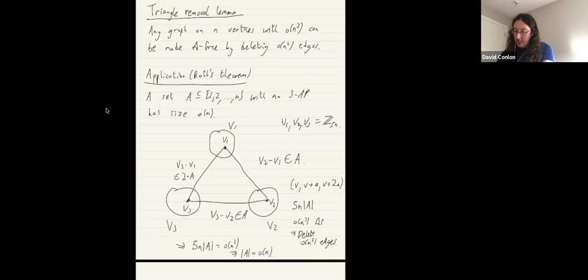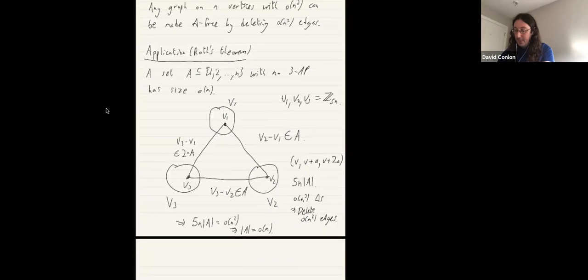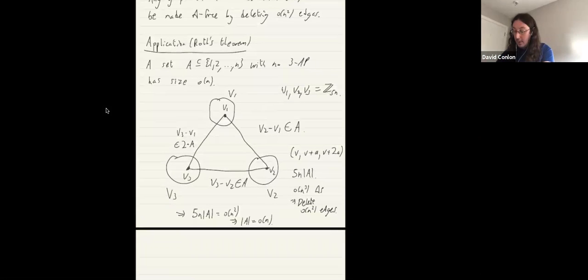Okay. So actually, the triangle removal lemma has several other applications. This is the standard application that you get in number theory, but it also has applications to what are called hypergraphs. And the standard hypergraph application is to the following function.